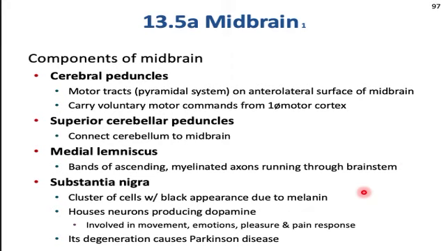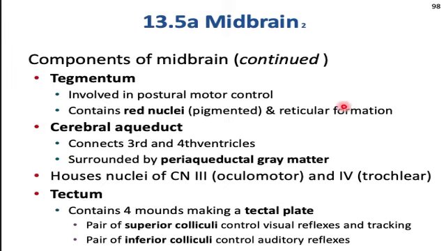The substantia nigra of the midbrain are dopaminergic neurons that are important in movement, emotion, pleasure, and pain. And its degeneration, as we discussed earlier, is one of the causes of a condition known as Parkinson's disease. The tegmentum is involved in postural motor control and contains the red nuclei, which get that color from the extensive vascularization in the region, as well as the reticular formation, which is involved in sleep and wakefulness.